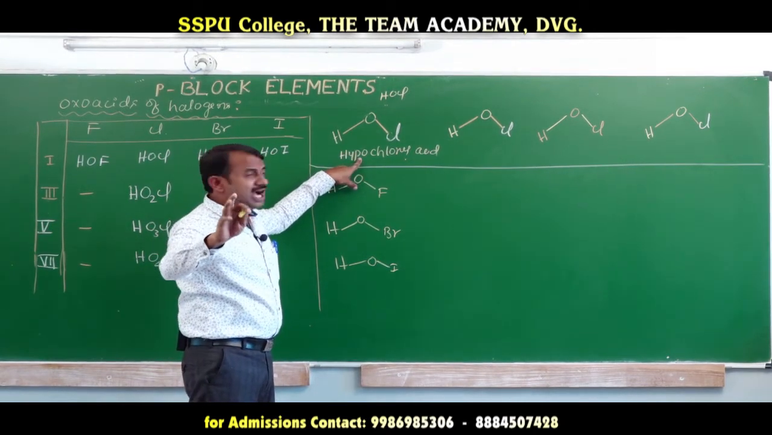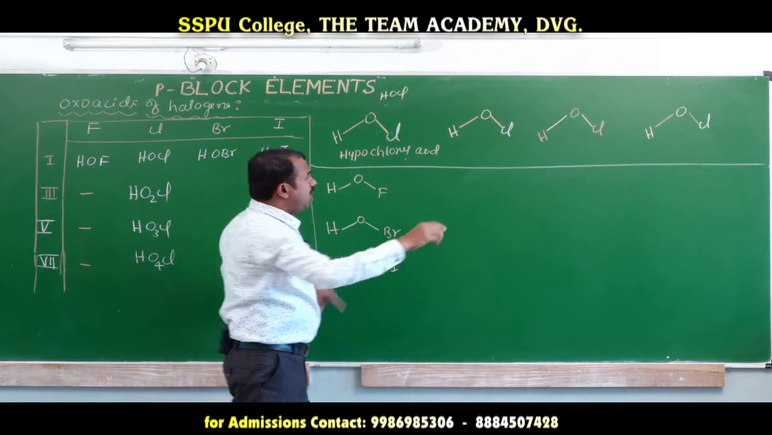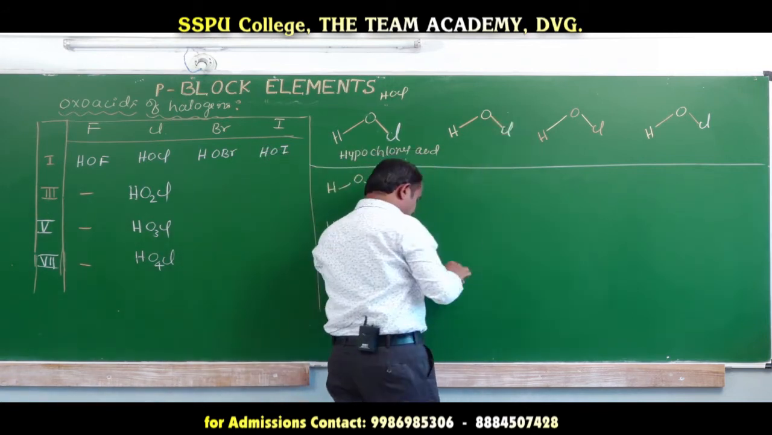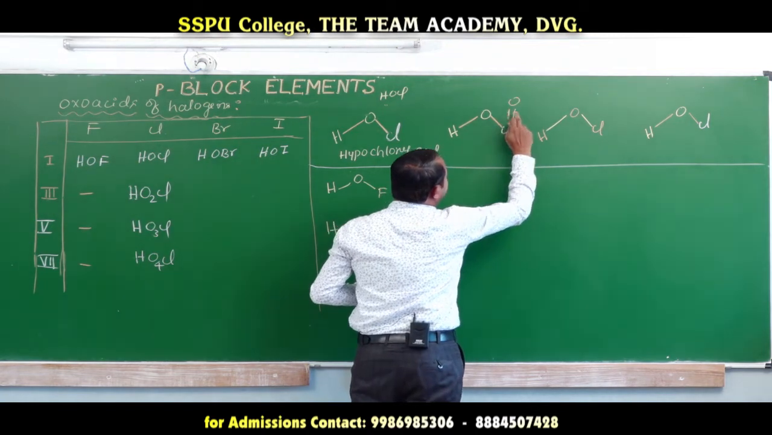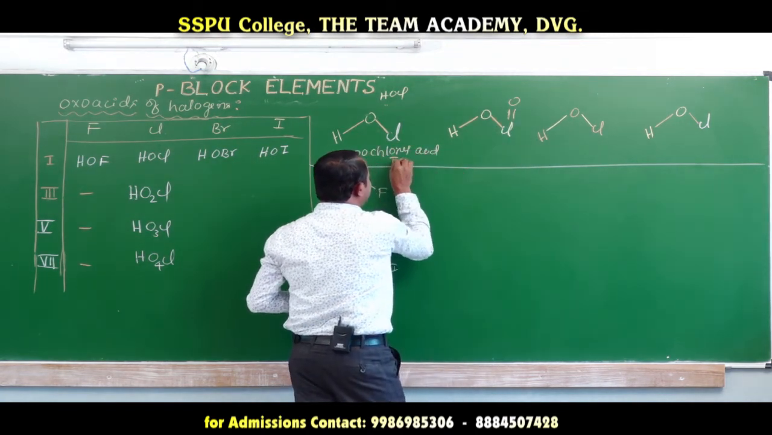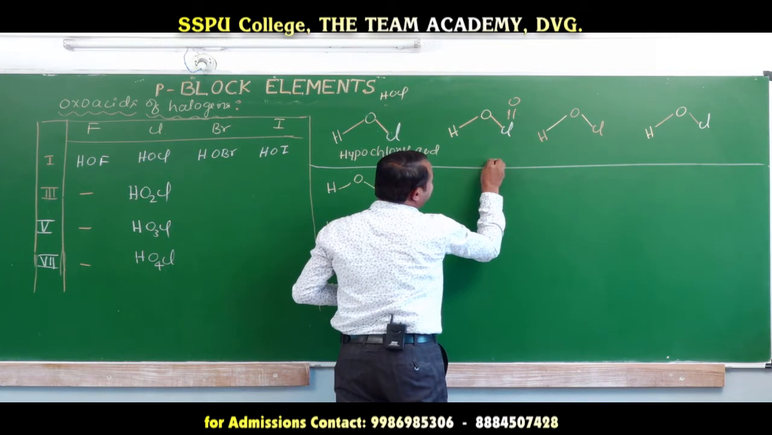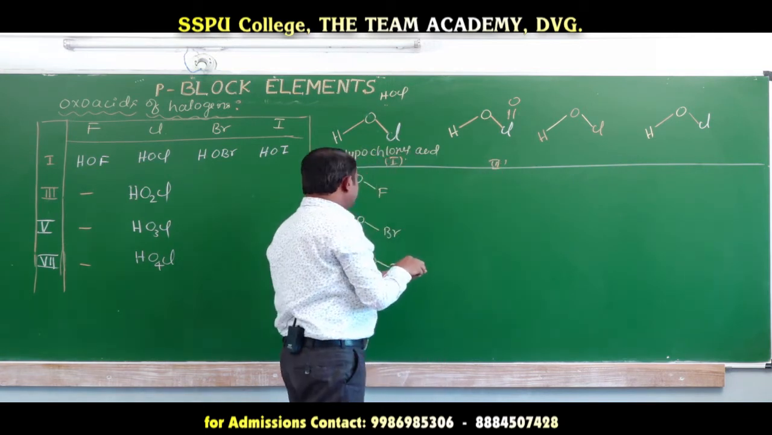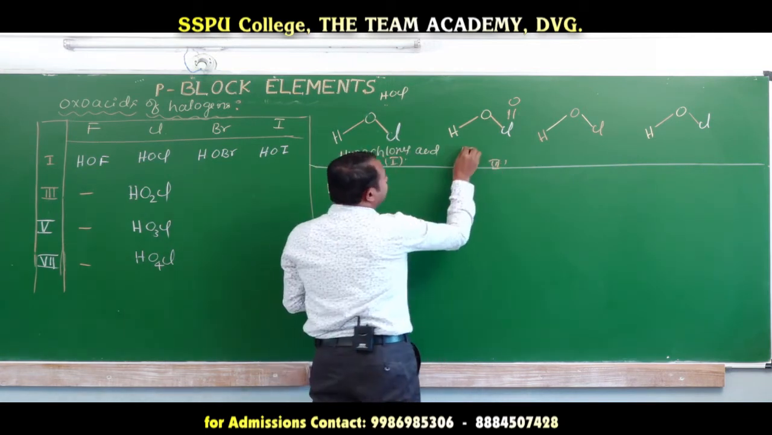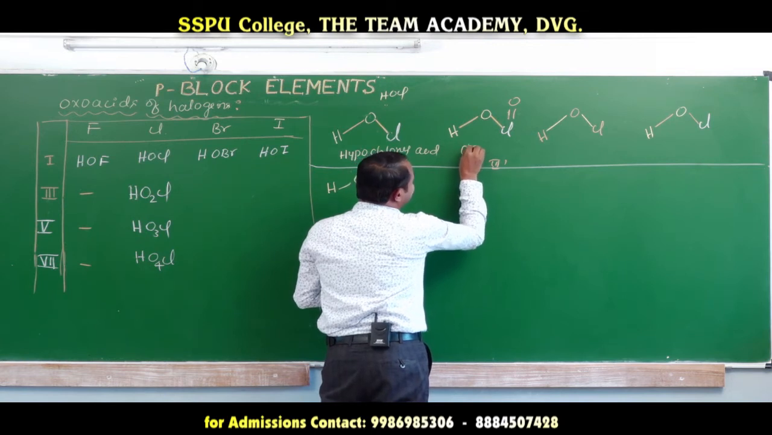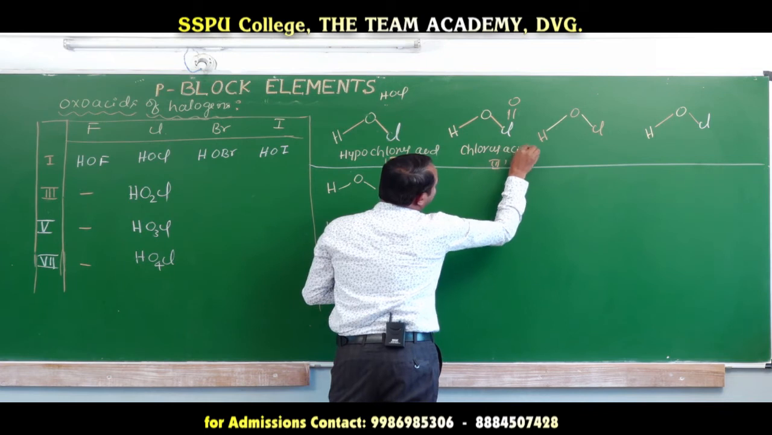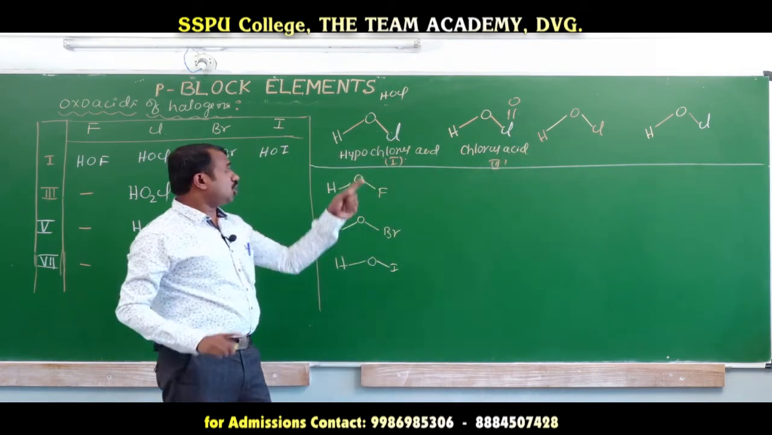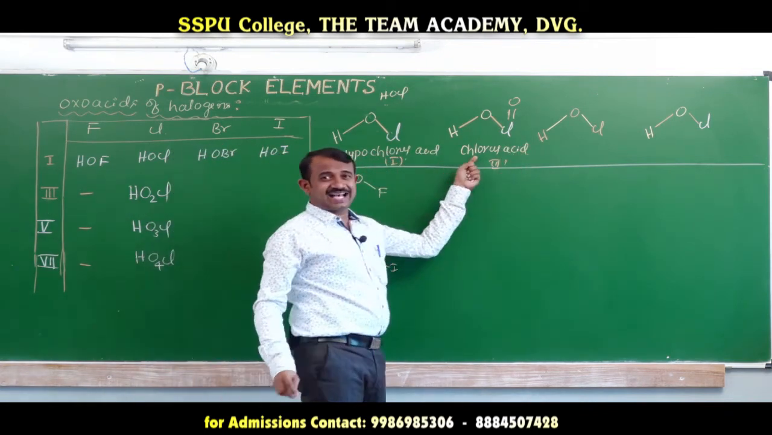Listen here, if you want a double bond here, double bond, 1, 2, 3 oxidation state. Oxidation state here is 1. Here oxidation state is 3. It means the name is chlorous acid. Listen here. Chlorous acid. Hypochlorous acid. This is chlorous acid.